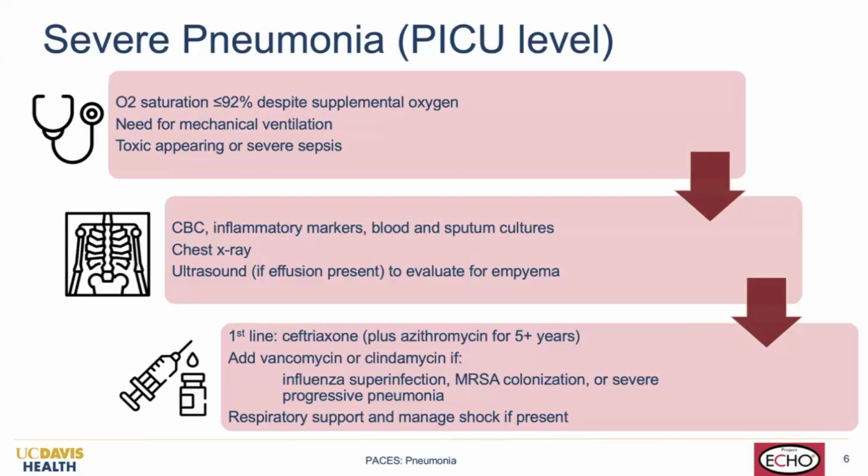And that patient population is patients who have influenza, have MRSA colonization. All of our patients get a MRSA swab when they're admitted, or patients who have a severe progressive pneumonia, so are rapidly deteriorating in terms of their respiratory status. And then, of course, give them respiratory support and manage any shock if that's present. So typically, I would say this population is often getting multiple boluses, and then variably, if needed, pressors as well.